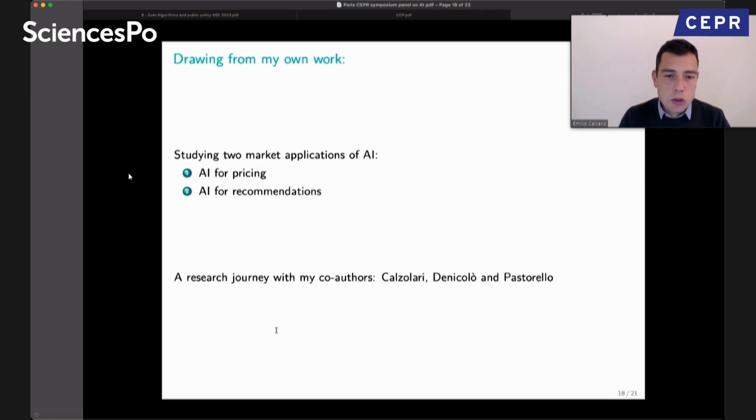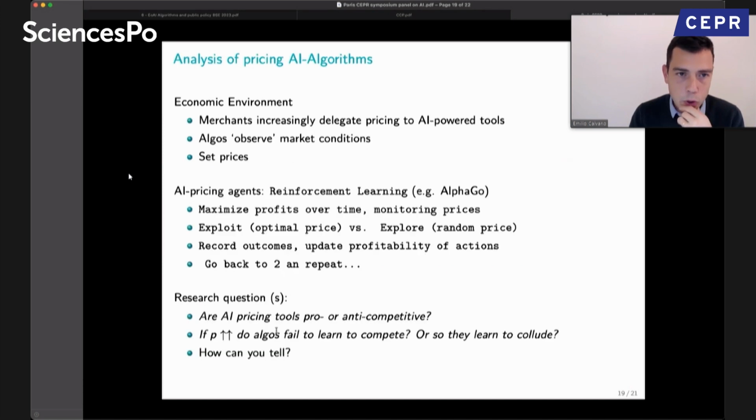Okay, so just to conclude, let me, drawing from my own work, make this very concrete, like thinking about how is it possible to study vivid market applications of AI? What are the relevant questions, and what can we do going forward? Okay, so in one line of research, I've been thinking about AI algorithms. These are tools that sellers have been increasingly using in online marketplaces.